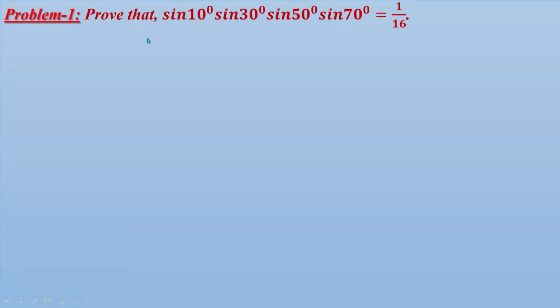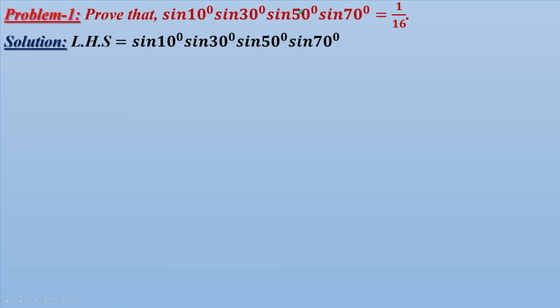Problem 1. Prove that sin 10 degree, sin 30 degree into sin 50 degree into sin 70 degree equals 1 by 16. Solution: left hand side is given. Here sin 30 degree is equal to half, but sin 10 degree, sin 50 degree and sin 70 degree are unknown. But when we consider this equal to a and this equal to b, here will be sin a sin b, or sin b sin a.